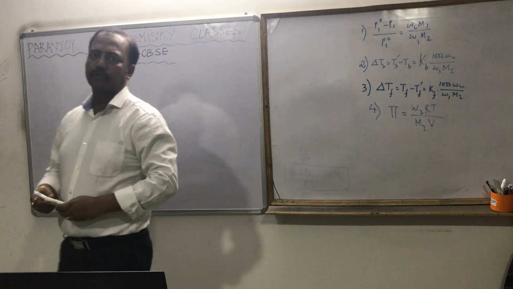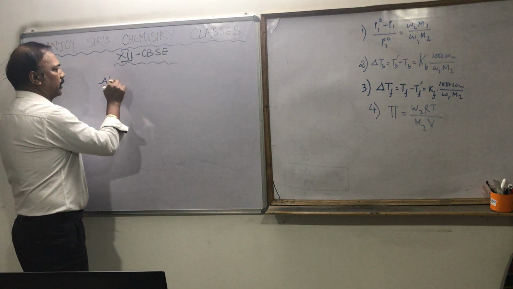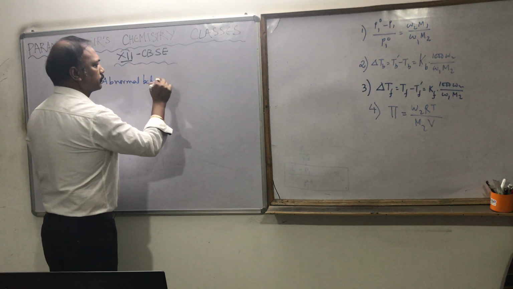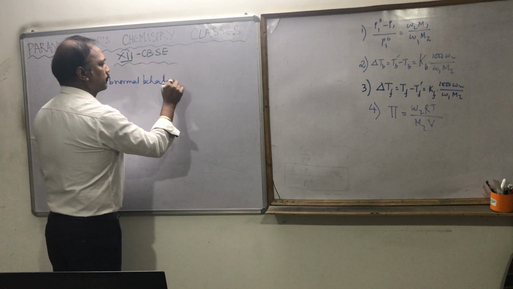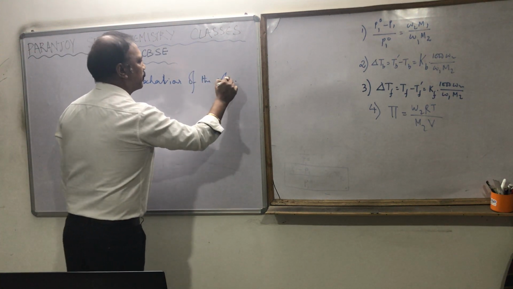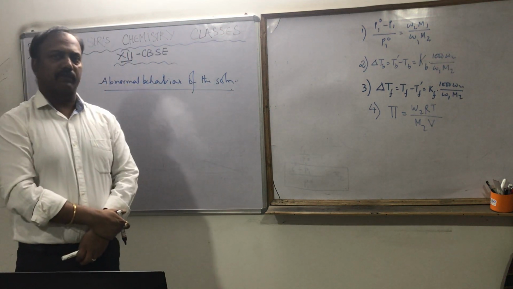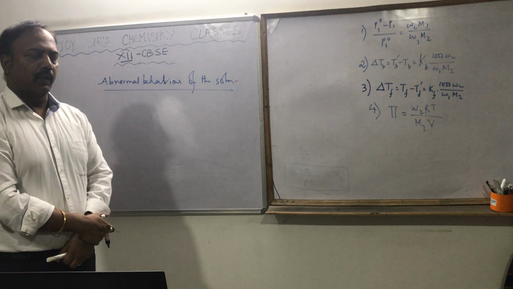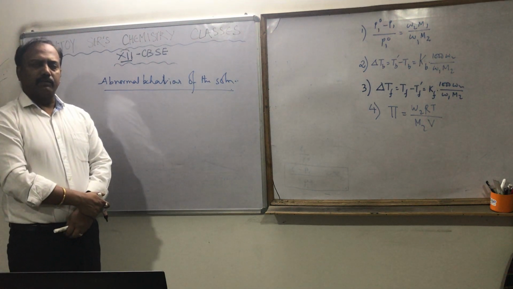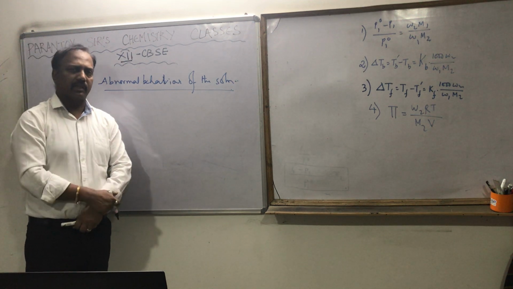Now today we are going to discuss the abnormal behavior of the solution. What is abnormal behavior of the solution? Suppose we measure any one of the colligative properties of a particular solution, then the expected value and the observed value in case of certain solutions are found to be different. Okay, let us elaborate it a little bit more.